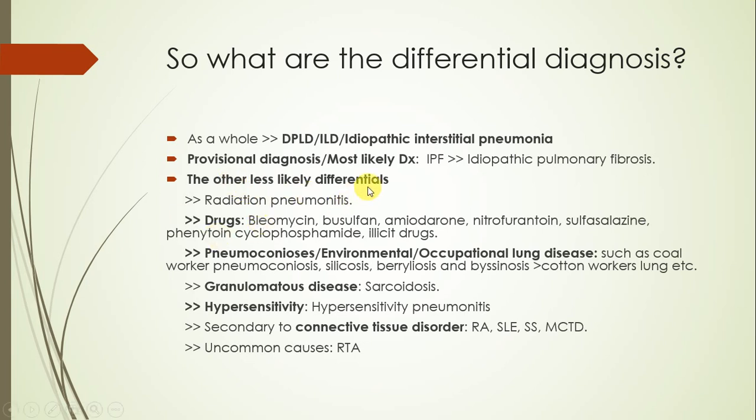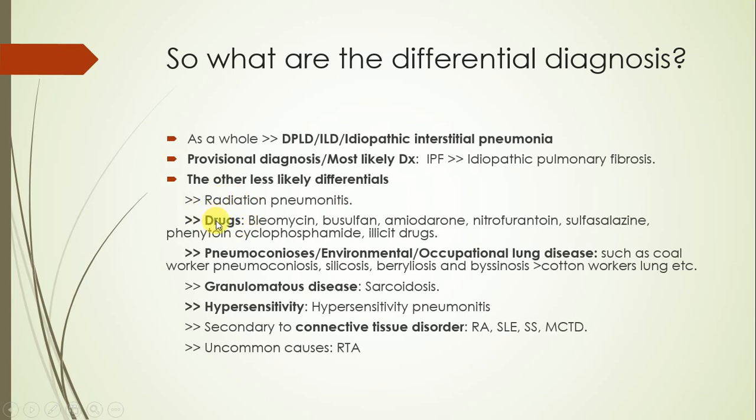So what are those differentials? Number one would be radiation pneumonitis. This is very unlikely as the patient didn't give any history of cancer, such as breast cancer, for which she required any radiotherapy. So this is very unlikely.